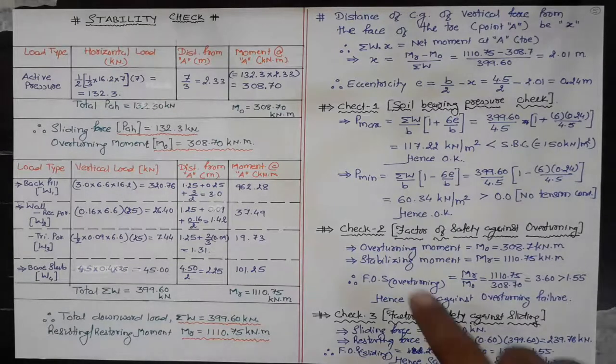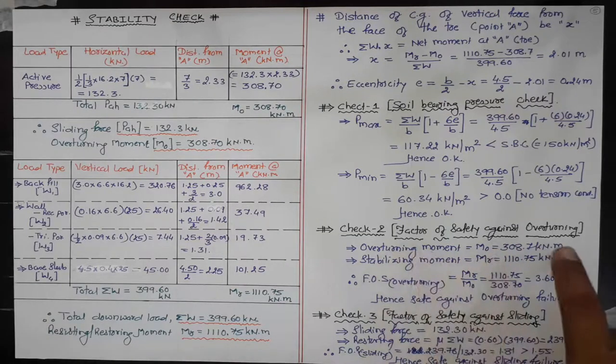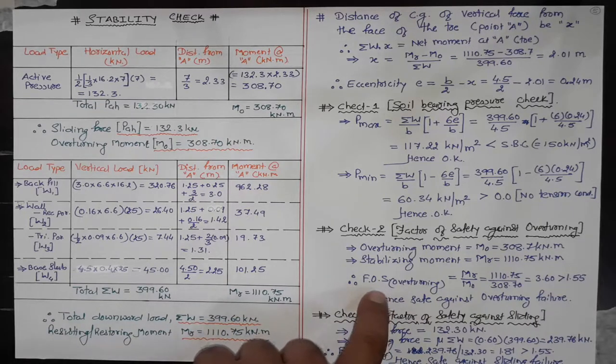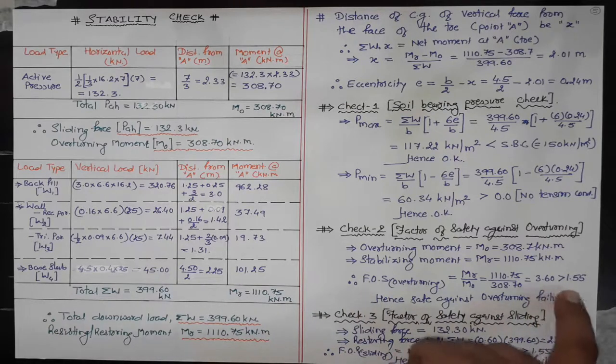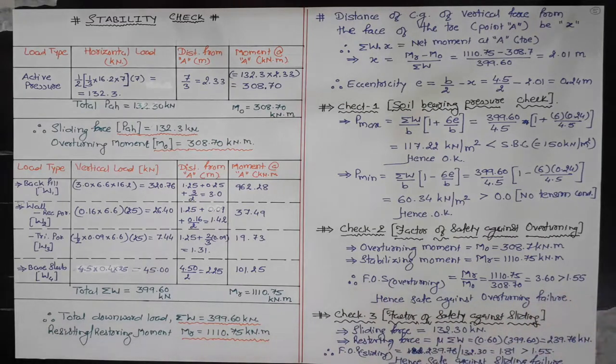After that, we have gone for check number 2, that is factor of safety against overturning. It was observed that our retaining wall was safe against overturning. The factor of safety comes out to be 3.6, which is much greater than 1.55. And the last check which we have performed for stability was to find the factor of safety against sliding. This factor of safety against sliding comes out to be 1.81, which is again greater than 1.55. Hence we can say that our retaining wall is safe against sliding.